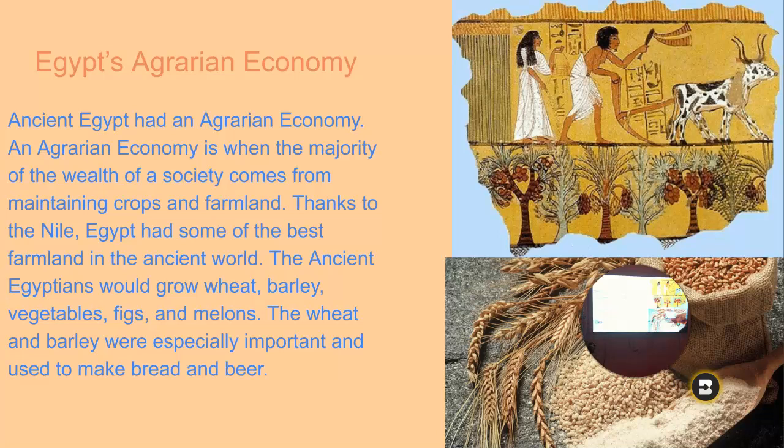We don't need that. The ancient Egyptians would grow wheat, barley, vegetables, figs, and melons. Do we need that? Yeah. Why do we need it? What does it tell us? Tells us what they were growing, right? And that's important because growing stuff is how they made their money, right? So the ancient Egyptians would grow wheat, barley, vegetables, figs, and melons.